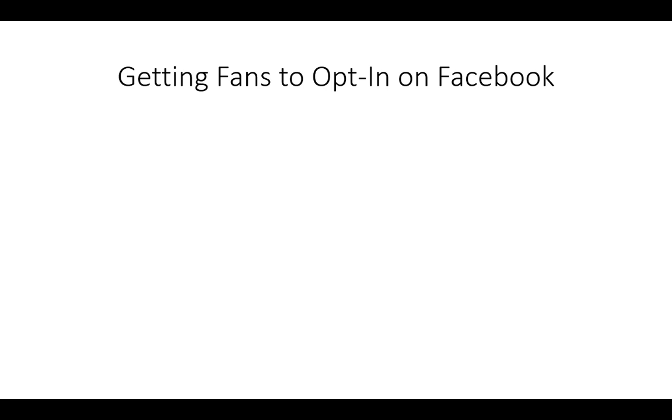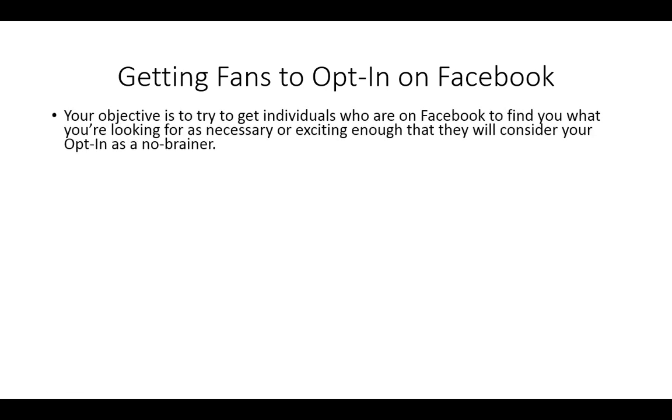You've already got your niche. But now what we need to do is we need to get those fans, people who are already attached to you on Facebook, to opt into your list. Your objective is to get those individuals to find what you're looking to give them as necessary and exciting enough that they're going to consider your opt-in a no-brainer.